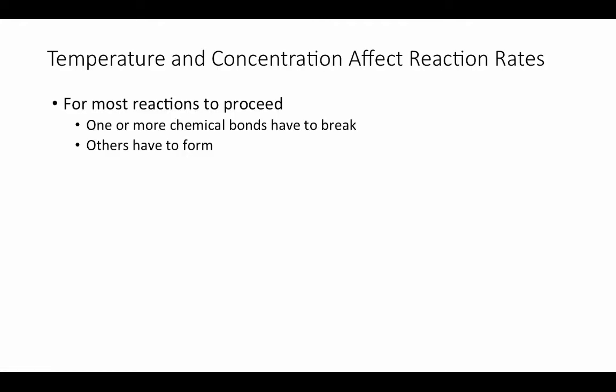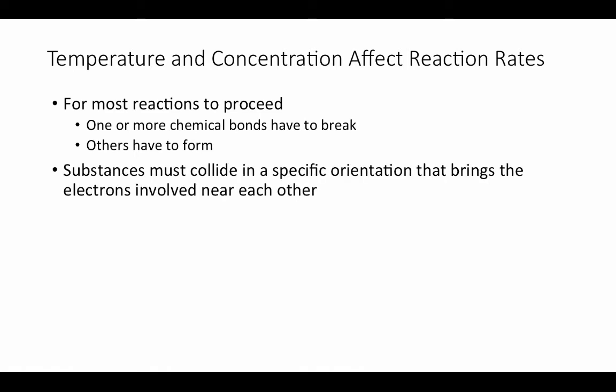So spontaneous reactions don't necessarily always proceed at the same rate. They're going to happen eventually without any input of energy, but sometimes they can be very, very slow. For most reactions to proceed, one or more chemical bonds have to break and others have to form. This is how we defined a chemical reaction way back in week 1 of the class. So how do they break those bonds and reform other bonds?